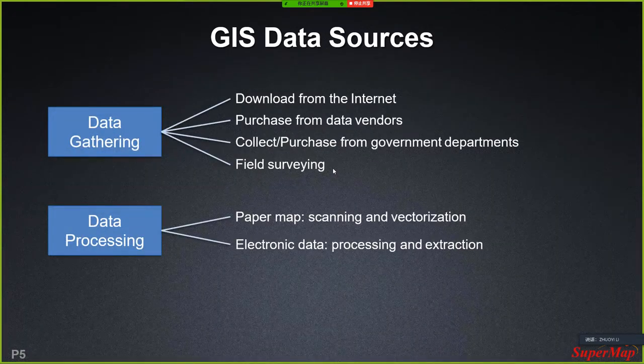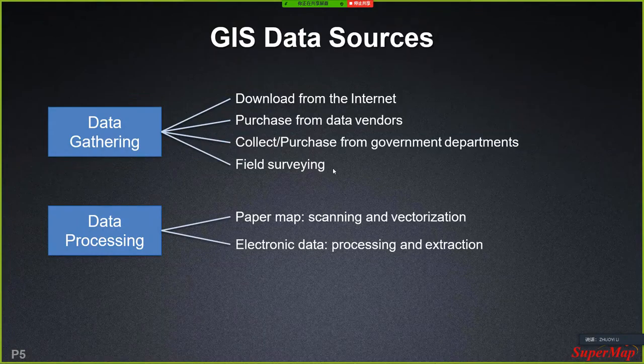And that is how to obtain the data and process the data. For data gathering, we can download from the internet, or we can purchase from the data vendors, and we can collect and purchase from the government departments and field surveying. So we can obtain the data by these methods.